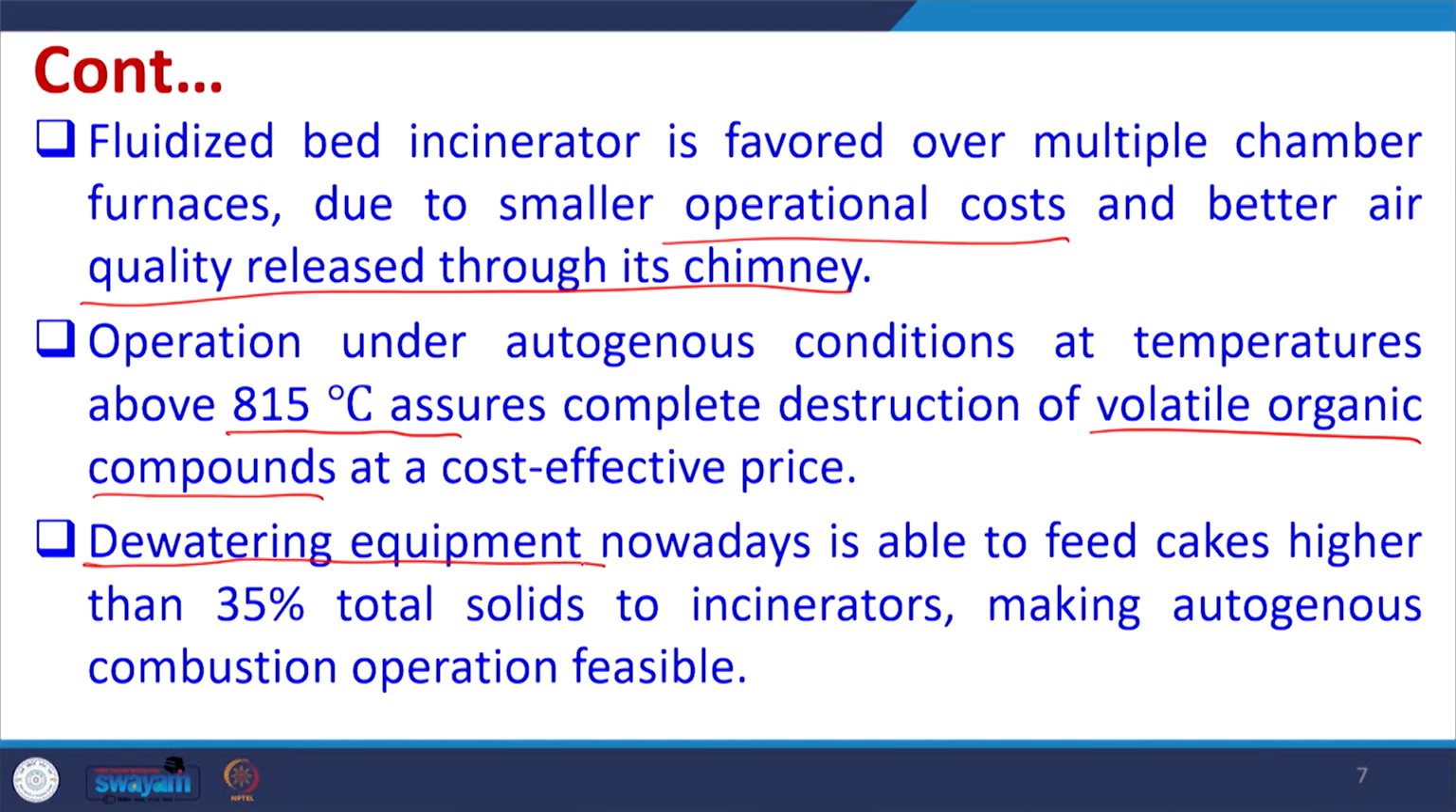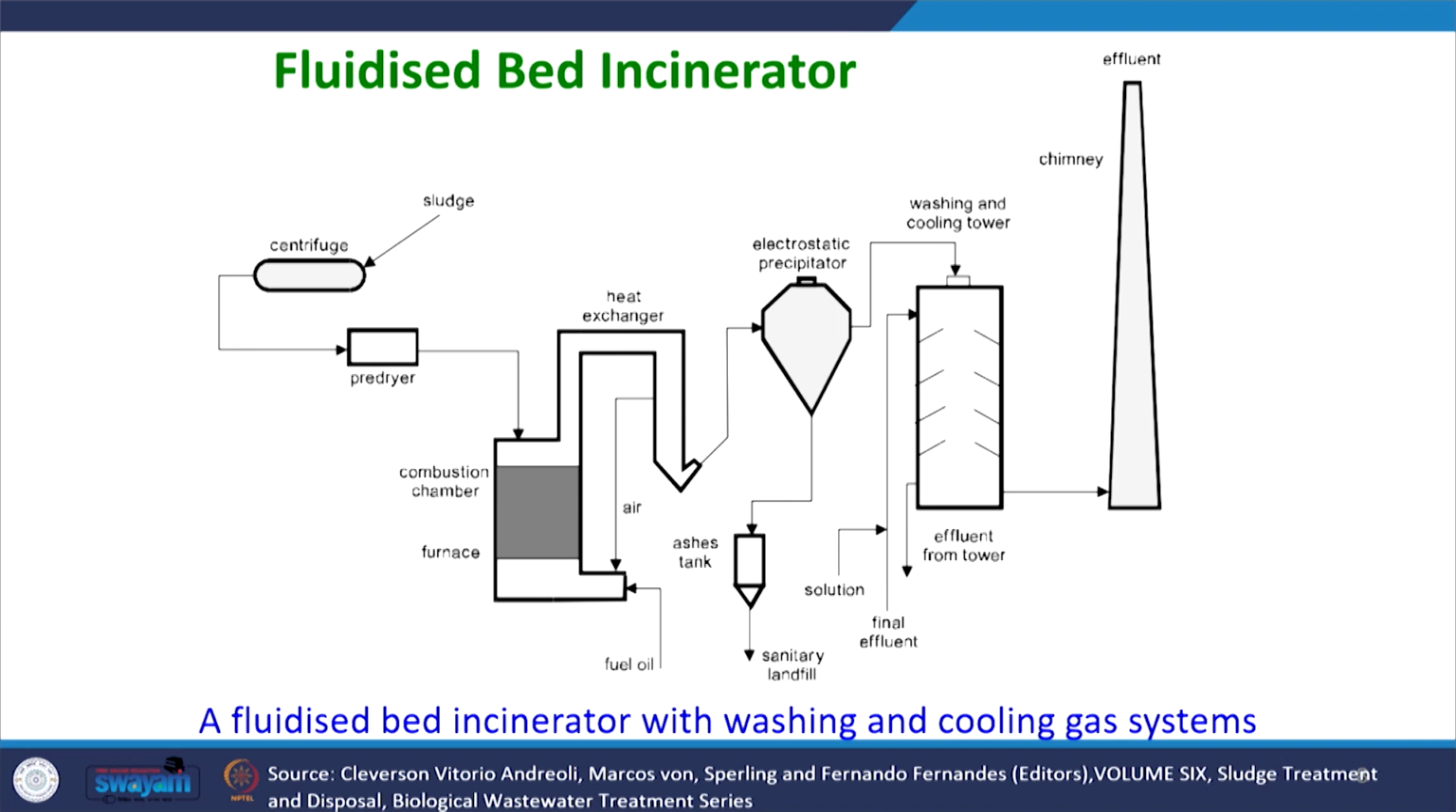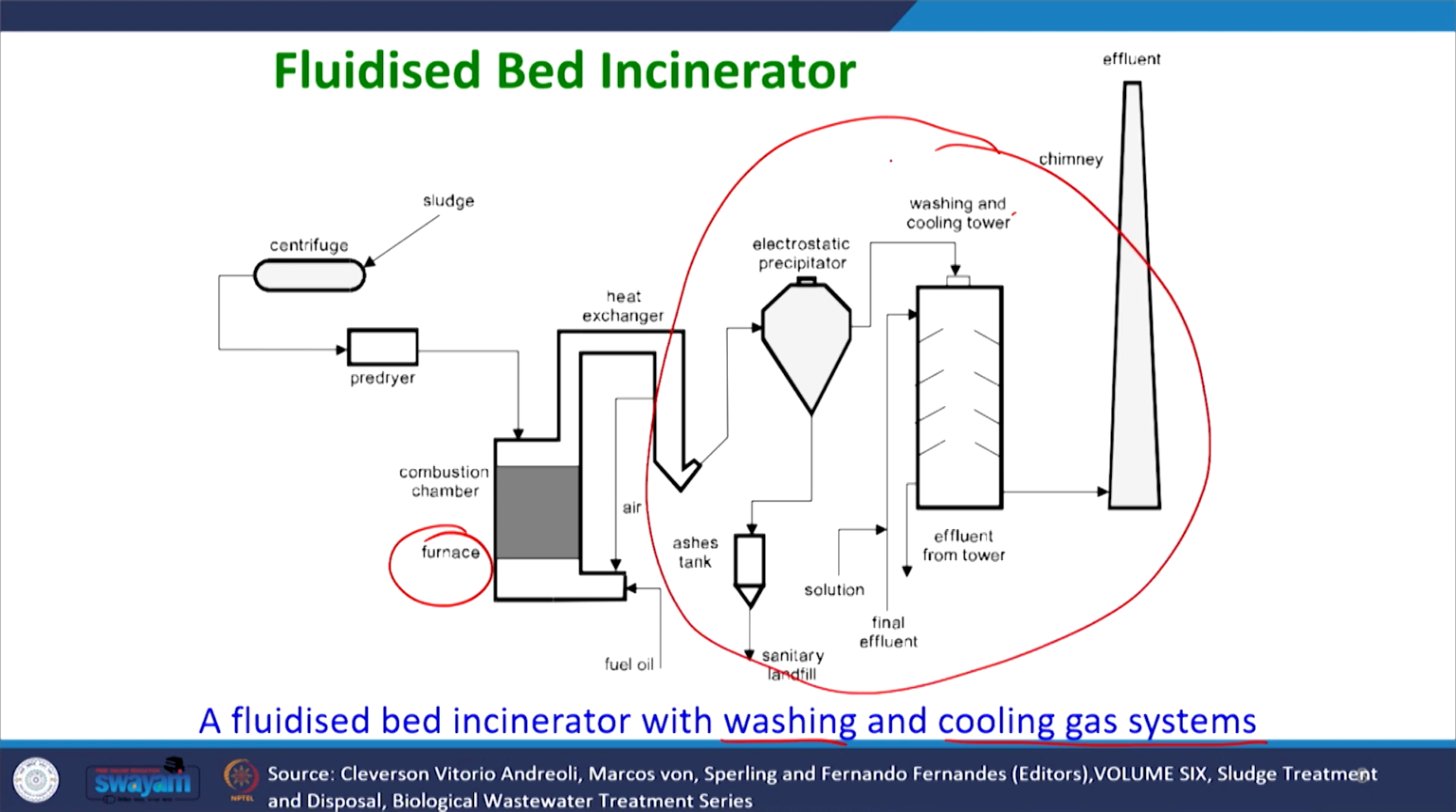Dewatering equipment nowadays is able to feed cakes higher than 35% total solid concentration to the incinerator, making autogenous combustion operationally feasible. So, this is the schematic of the fluidized bed reactor with washing as well as cooling gas systems. Both are there. This is the overall schematic diagram. This is the main furnace we can see here, and after that this section you can consider as the air pollution or heat exchange area.